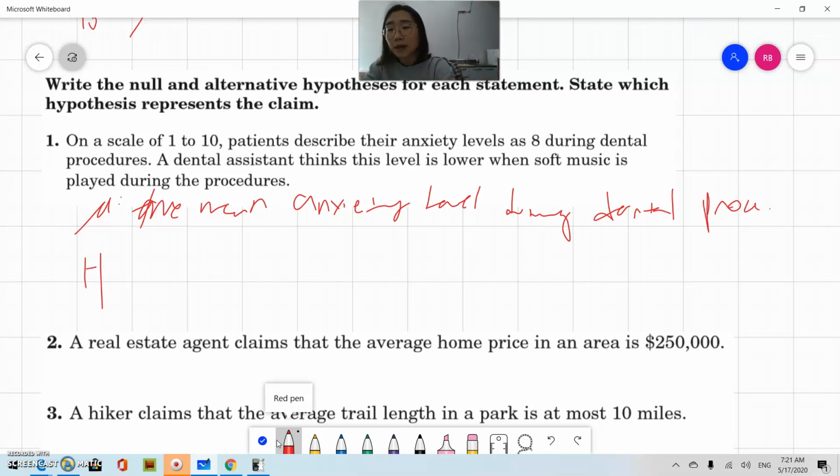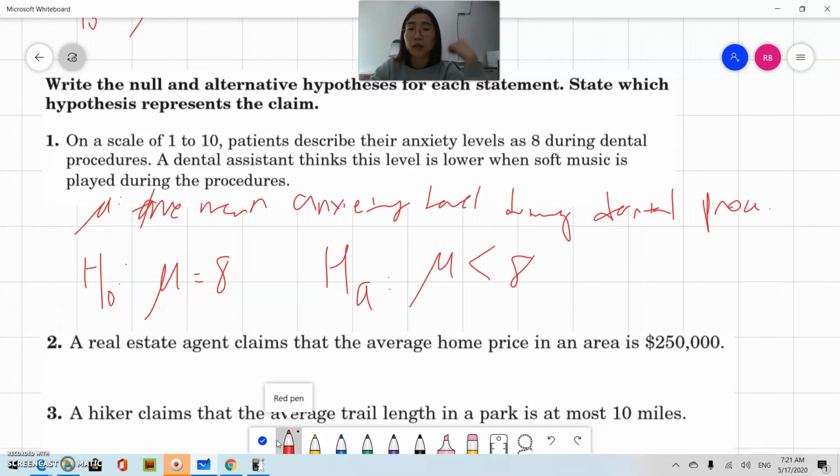So then the null hypothesis would be that they are experiencing 8, okay? But then the dental assistant thinks that when you play soft music, it will be lower than 8. That's why the alternative hypothesis would be mu less than 8. I hope this is making sense.